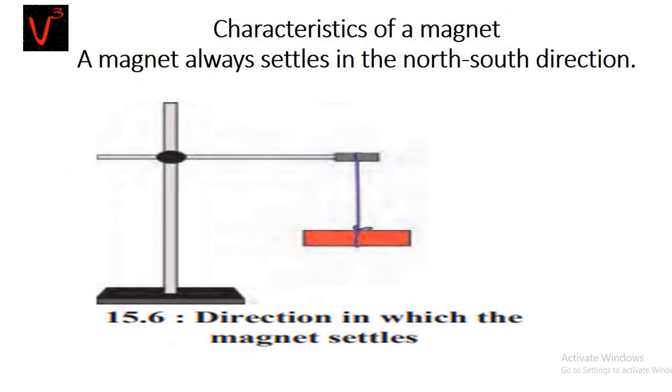Now let's understand the characteristics of a magnet. Let's do a small experiment here. Tie a thread to the center of a bar magnet and hang it from a stand as shown in the figure. Note the direction in which the magnet settles and turn it around again. Let it settle and note the direction again. Do this many times. What do you observe? We observe that a magnet always settles in the north-south direction.